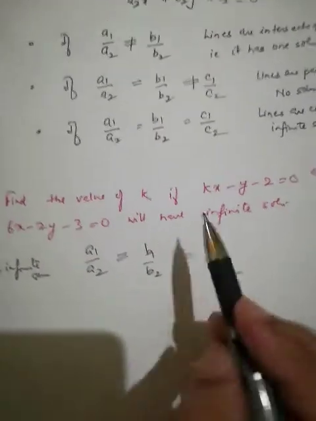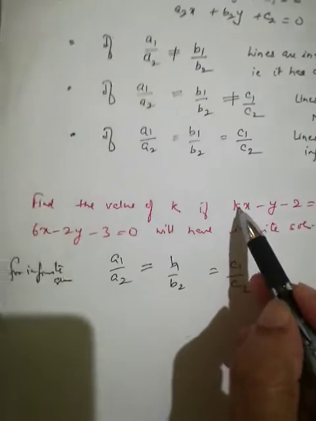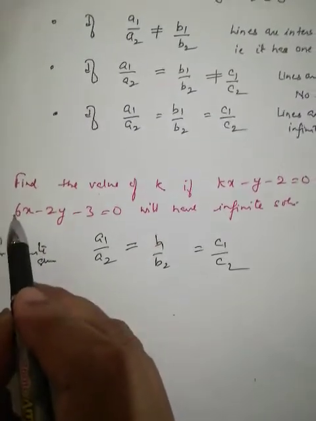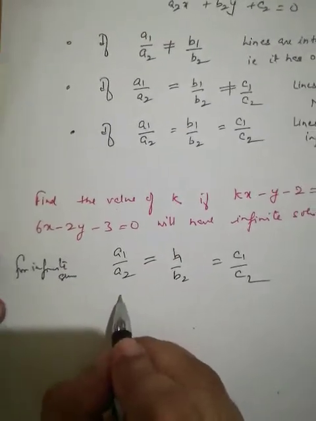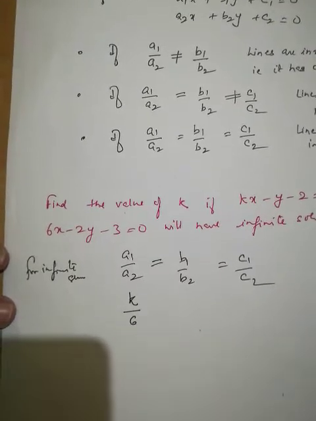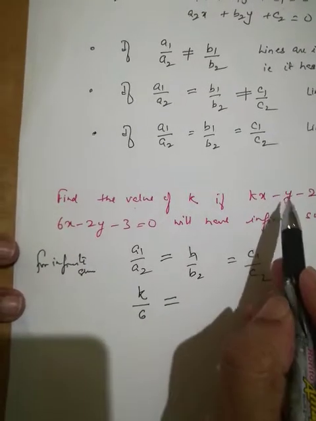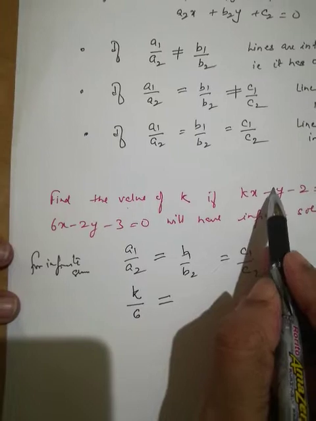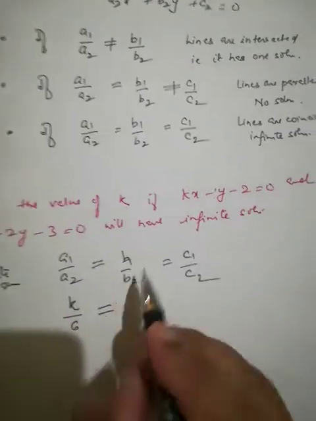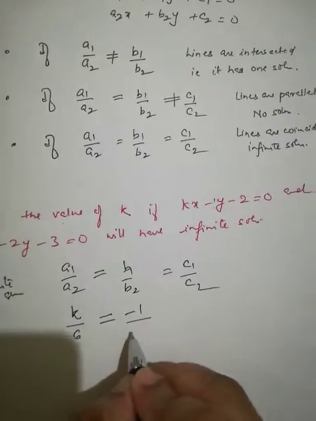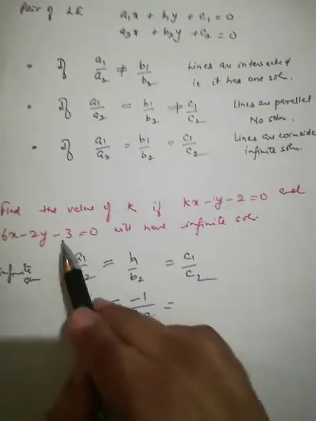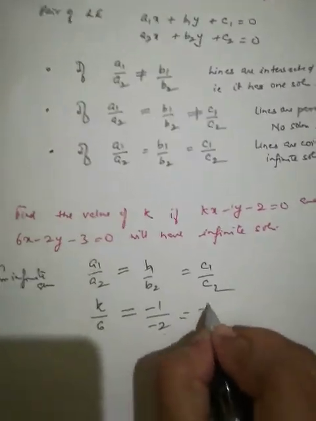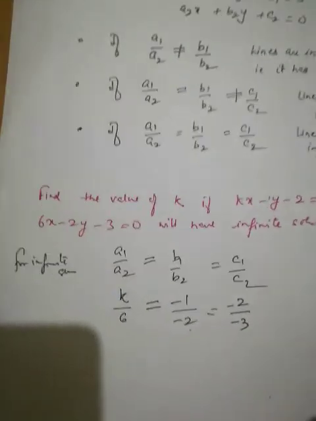Now let us see what a1 by a2 is. Here the coefficient of x is k and here the coefficient of x is 6. So it is k divided by 6 is equal to, here the coefficient of y is minus 1, nothing means minus 1, and here it is minus 2, so minus 1 by minus 2. And here we see that it is minus 2 and minus 3, so we can write it as minus 2 by minus 3. Okay, so this is the condition we have got.